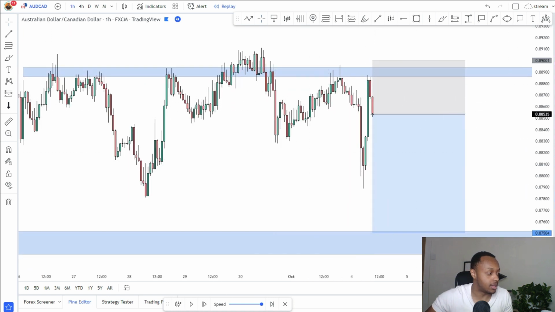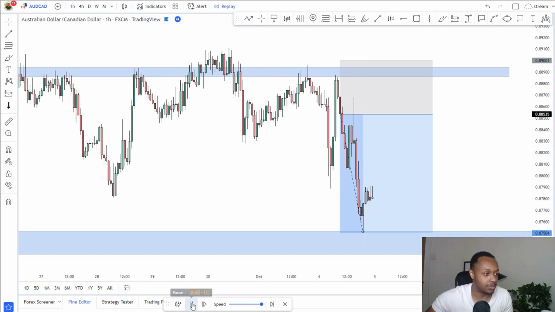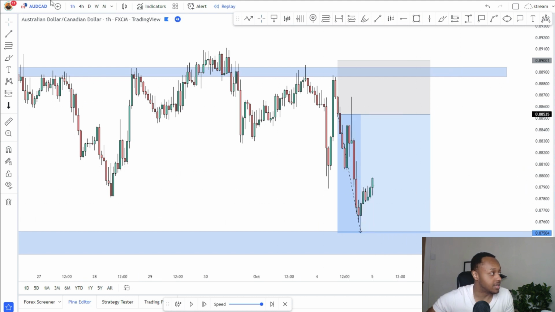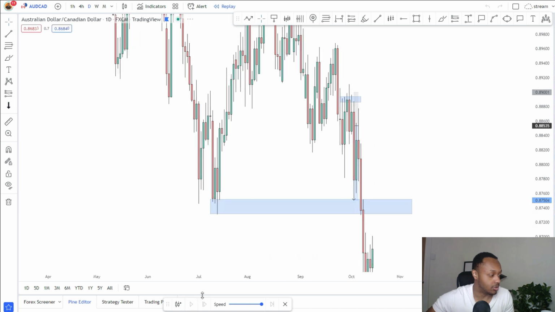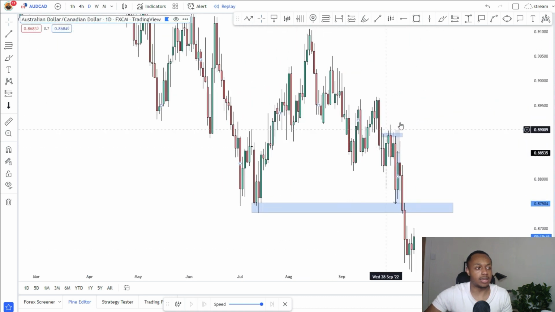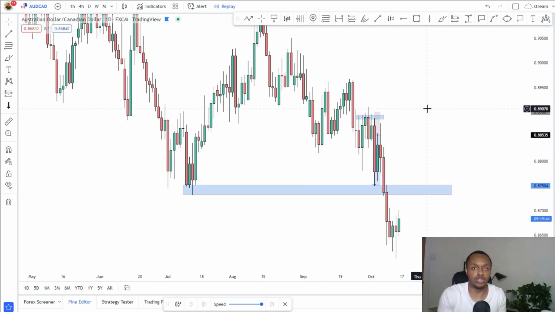So I entered the market there, and if I just click play, you can see it did play out quite nicely, and the market came and tapped that zone, and eventually it did go and break through and see more downside, as you can see there. So again, this is an easy 3-step method to utilize higher time frames and multi-time frame analysis.